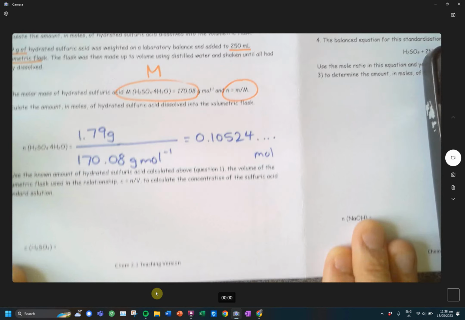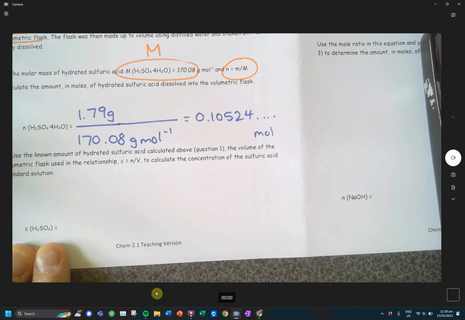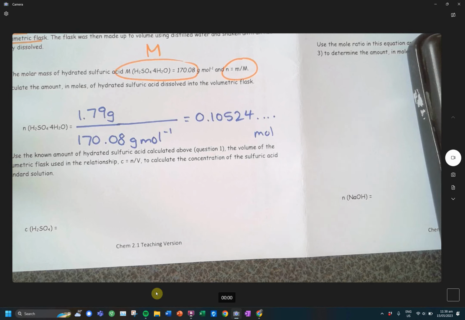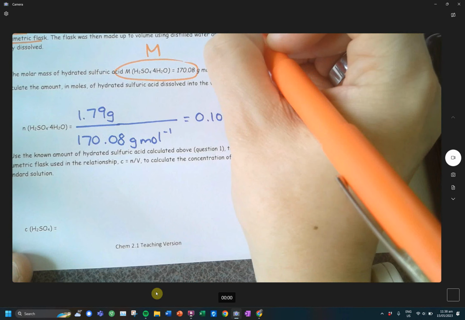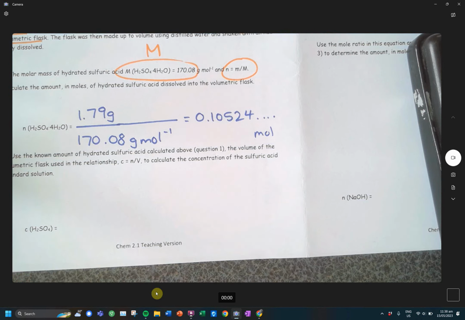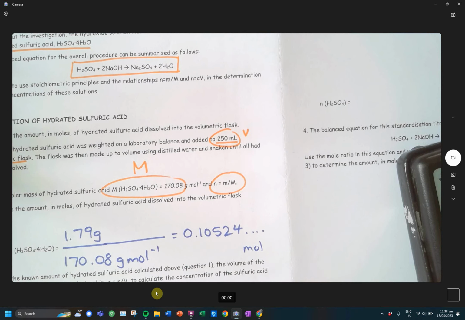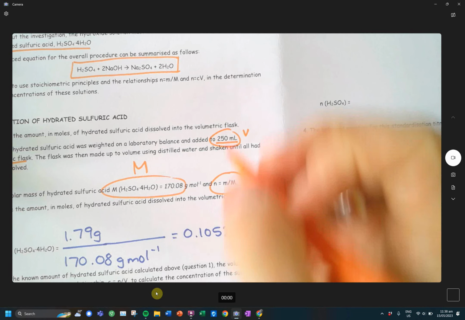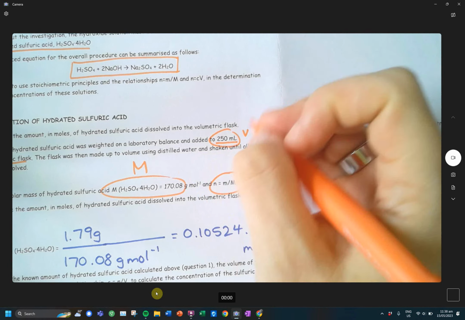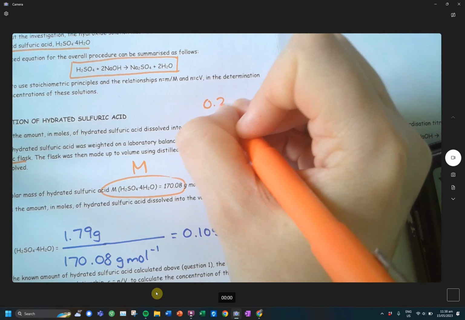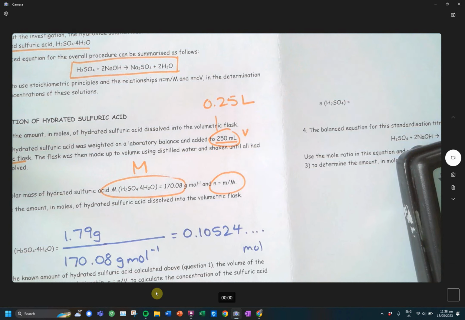All right, next thing here is they want us to figure out the concentration of my sulfuric acid. So I'm looking for my volume. I already have the amount, and I'm using that from the previous question. So from question 1, I have my data. I do need to have the volume. The volume was stated up here. It was 250. Now I have to be mindful that 250 is in milliliters, so I need to convert that into liters. So I need to divide that by 1,000. So that would actually be 0.25 liters when I do that calculation.